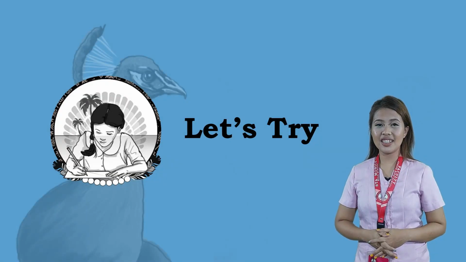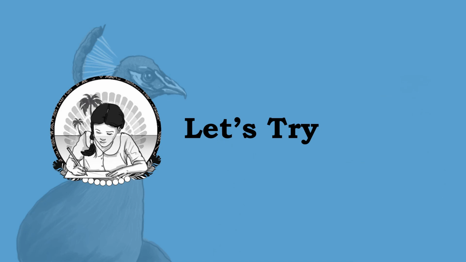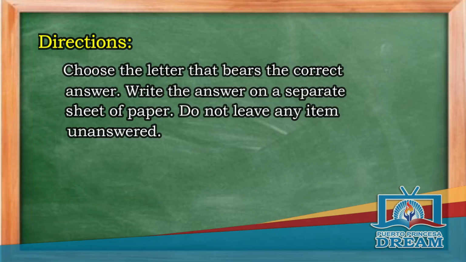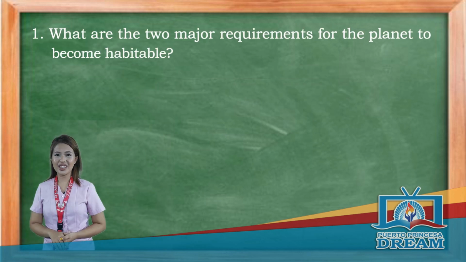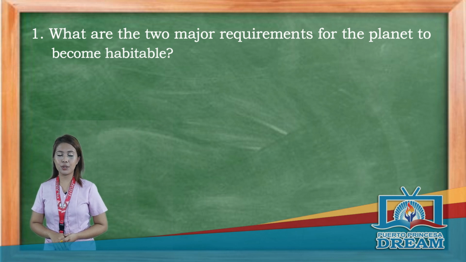Before we move on, let's try to answer the following questions. Here is the direction. Choose the letter that bears the correct answer. Write the answer on a separate sheet of paper. Do not leave any item unanswered. Question number 1. What are the two major requirements for the planet to become habitable?